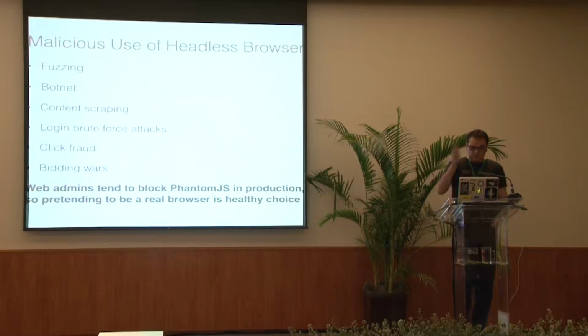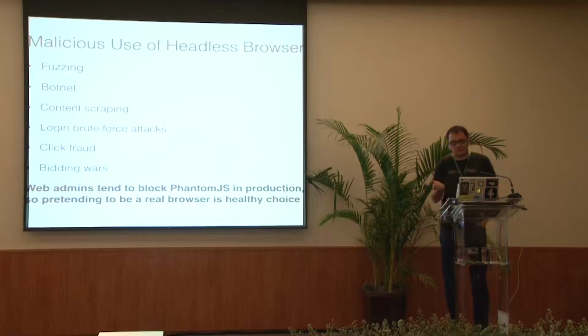And there are malicious users of Phantom.js. You can use Phantom.js for fuzzing a web application, for example, to cover all the possible input vectors to the actual web server. You can fuzz whatever is possible on the actual web page. Or you can use it as a botnet for several things. It can be a denial of service botnet, or a botnet that clicks ads on web pages to drain, for example, your competitor's advertisement budget.